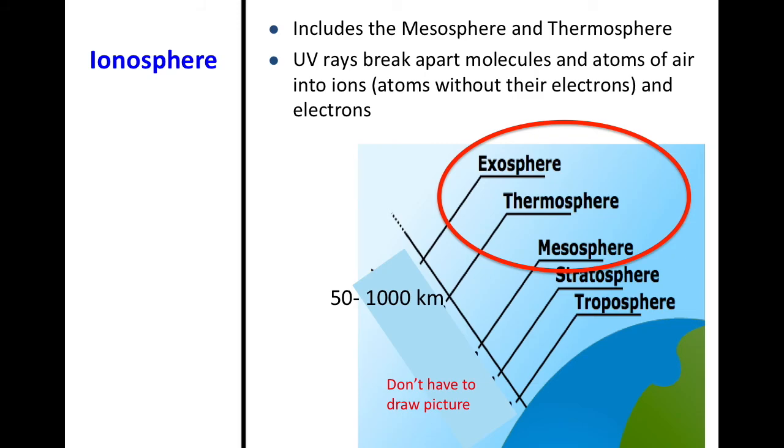So the ionosphere includes these three layers: the mesosphere, the thermosphere, and the exosphere. In this area, we have UV rays breaking apart molecules and atoms of air into ions. And pretty much an ion is just an atom that does not have their electron. And so you have this soup, I guess, the three layers here. The sun is breaking the atoms and the electrons are being removed, and so you have this mixture of electrons and atoms that are missing their electrons.